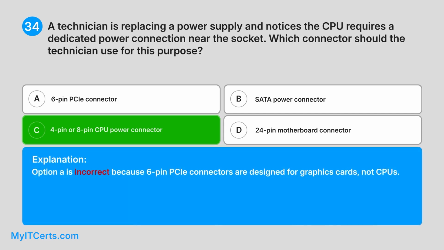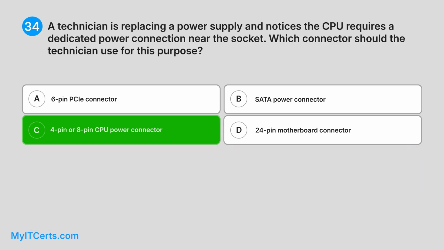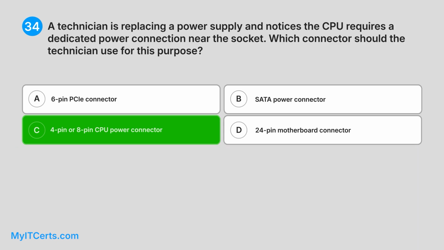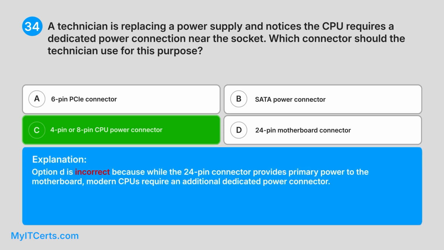Option A, 6-pin PCIe connector, is incorrect because 6-pin PCIe connectors are designed for graphics cards, not CPUs. Option B, SATA power connector, is incorrect because SATA power connectors are for storage devices like hard drives and SSDs. Option D, 24-pin motherboard connector, is incorrect because while the 24-pin connector provides primary power to the motherboard, modern CPUs require an additional dedicated power connector.